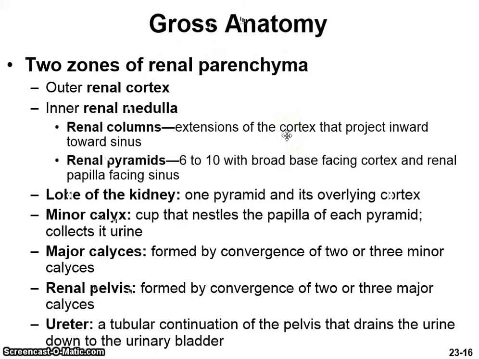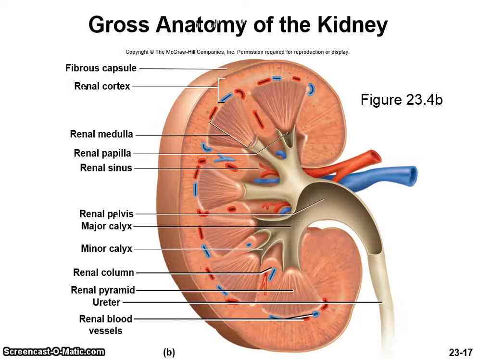And then followed by the major calyx. So one minor calyx for each of the pyramids, and 3 or 4 of the minor calyx are going to be emptying into one major calyx, and those major calyxes are going to be emptying into the renal pelvis. In other words, here's the renal papillae. That's going to be emptying into the minor calyx, which in turn empties into the major calyx, which in turn empties into the renal pelvis, which is the whole thing, and that empties into the ureter.